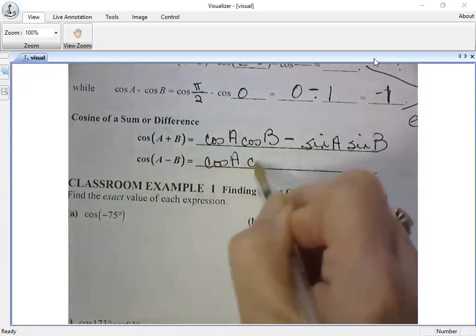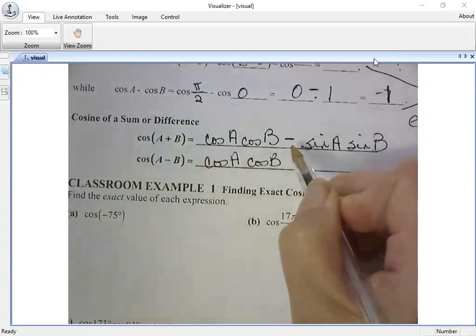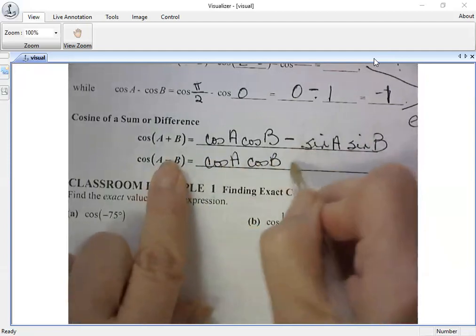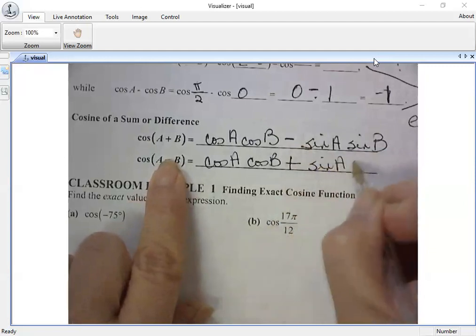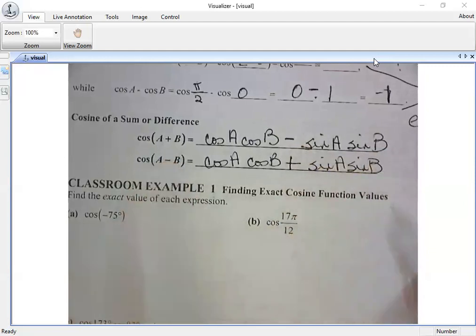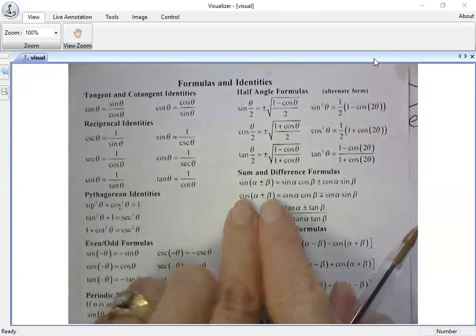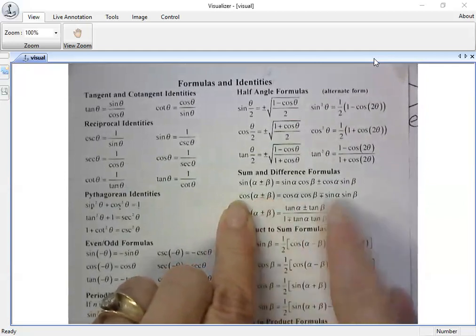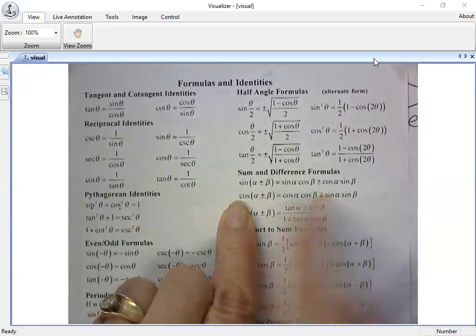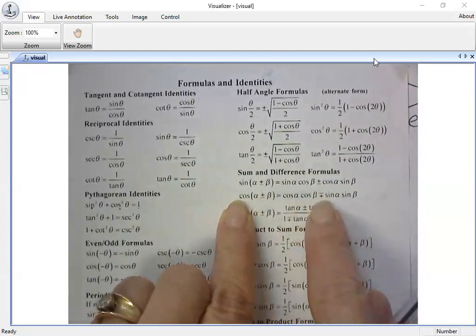The only thing that changes is going to be your sign. So if it starts with a minus sign here, I'm going to put a plus sign here. But I'm still pairing up cosine times cosine and sine times sine. All right? And these are on your sheet right here. Remember, you're just going to follow the pattern. If I want the plus sign, I've got to use the sign on top. If I want the minus sign, I'll use the sign on bottom. Okay? But there it is right there.